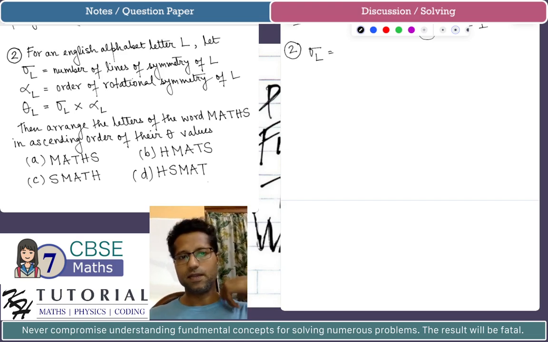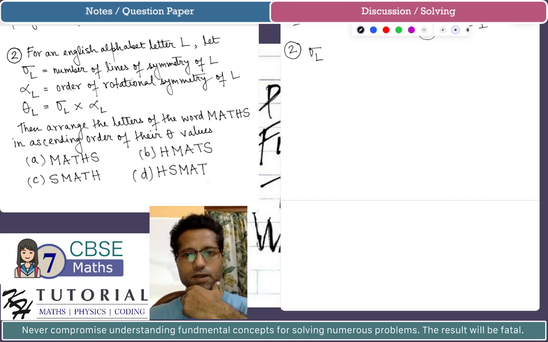And L is a letter. It could be any letter from the English alphabet, that is A to Z. From A to Z, L represents any letter, and sigma L is the number of lines of symmetry of L. Okay, and this is alpha. This symbol is known as alpha. So alpha subscript L is the order of rotational symmetry of L.